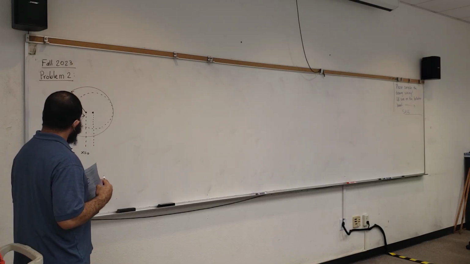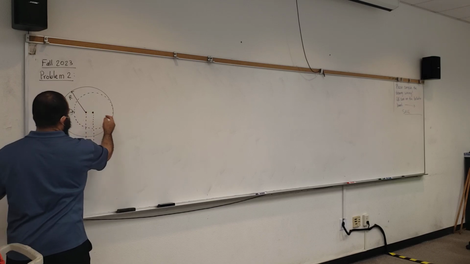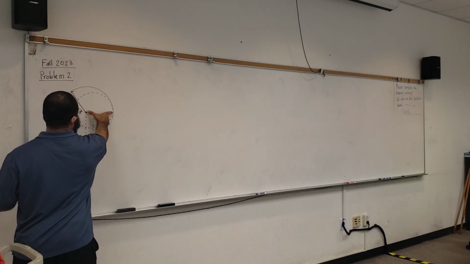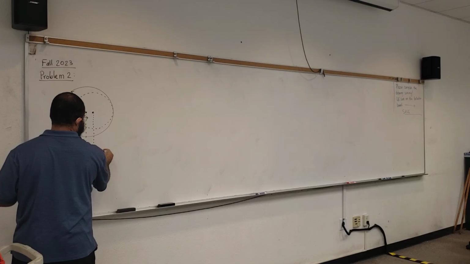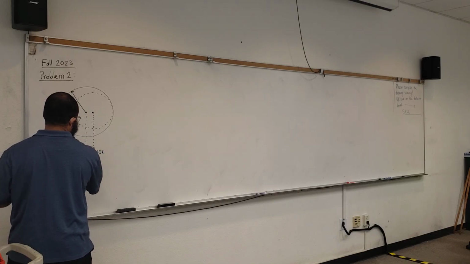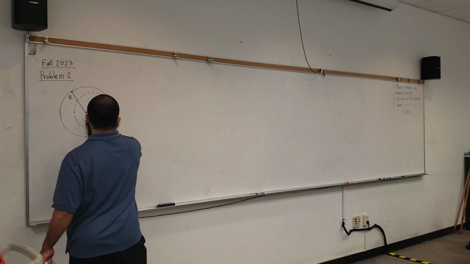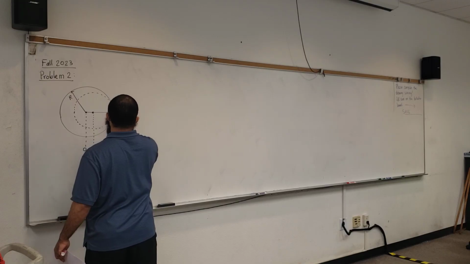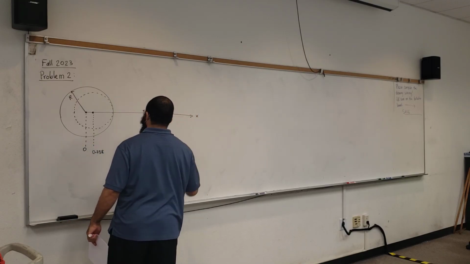You're right, yeah, because this distance is R, from here to here, and this distance is 0.75 R. Therefore, this is 0.25 R. So this is 0. Here is the x-axis. That's the x-axis, okay?